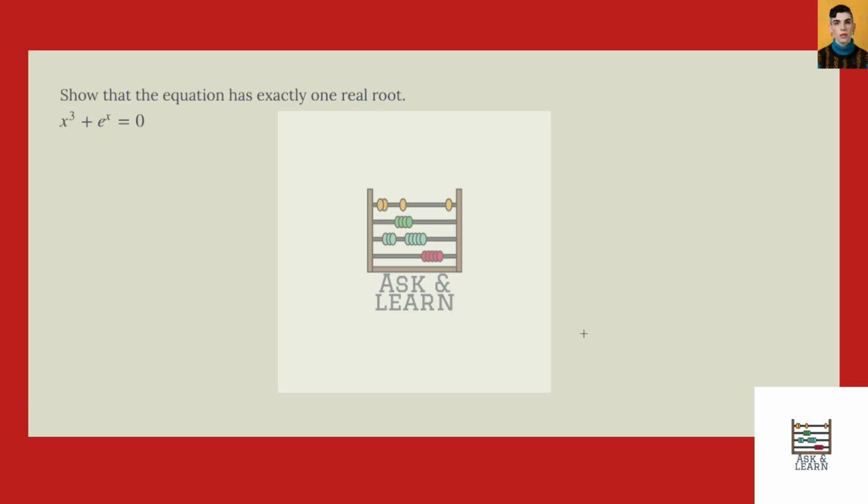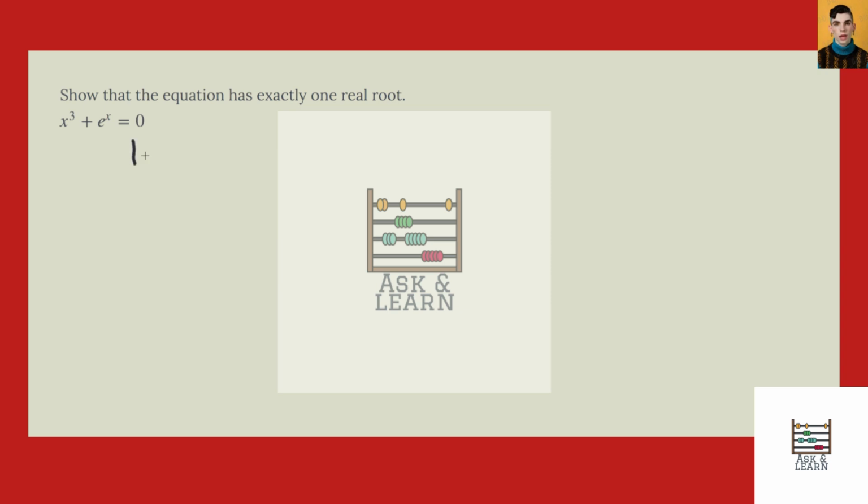Okay, now we are being asked to show that the equation has exactly one root, and the equation is x cubed plus e to the x equals 0. And we're trying to prove that there's only one value that gives us x cubed plus e to the x equals 0. There are many different ways to prove this, and the one I'm going to use involves limits.